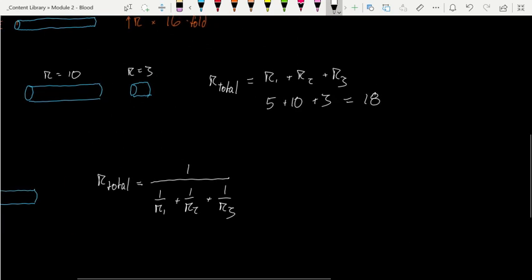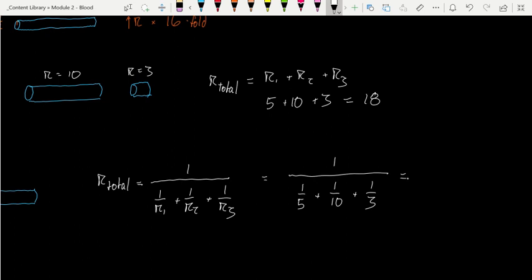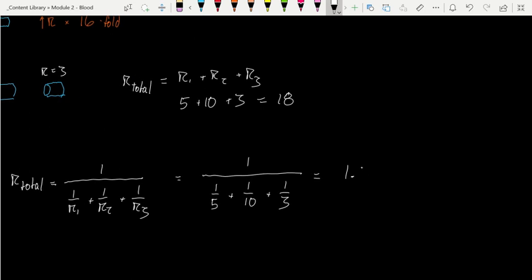In other words, for this scenario, that's going to be 1 over 1/5 plus 1/10 plus 1/3, which comes out to be 1.58, if I do the math right. Now, look at the difference between these.